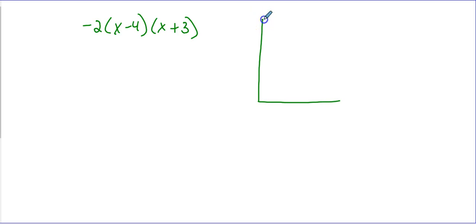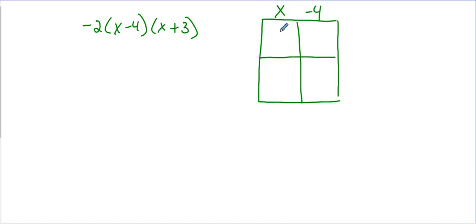You can do this on a separate sheet of paper. You can do it somewhere on your sheet. It doesn't matter. So I've got negative 2, x minus 4, and x plus 3. First thing I'm going to do is multiply these two binomials together. If you need to use box method to do this, that's perfectly fine. I'm going to show you one time with box method, x minus 4 and x plus 3.